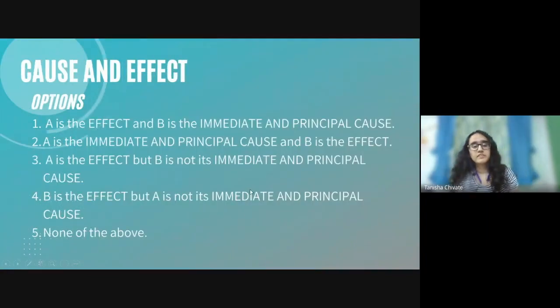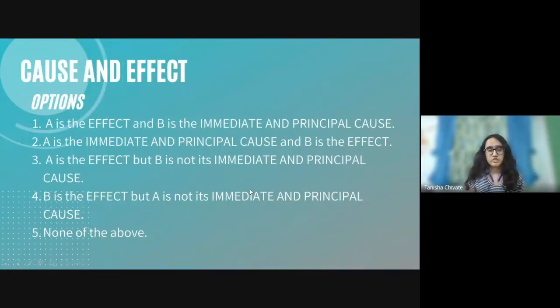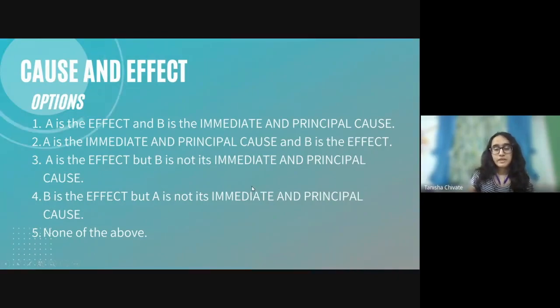Now, cause and effect. When you have cause and effect questions, you basically get 5 options. Out of these 5, any 4 will be there. 1, A is the effect and B is the immediate and principal cause. 2, A is the immediate and principal cause, B is the effect. 3, A is the effect, but B is not the immediate and principal cause. 4, B is the effect, but A is not the immediate and principal cause. 5, none of the above.